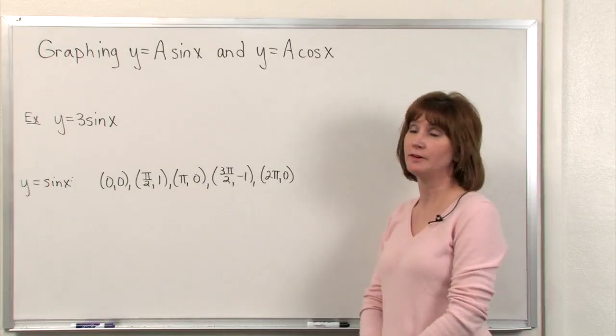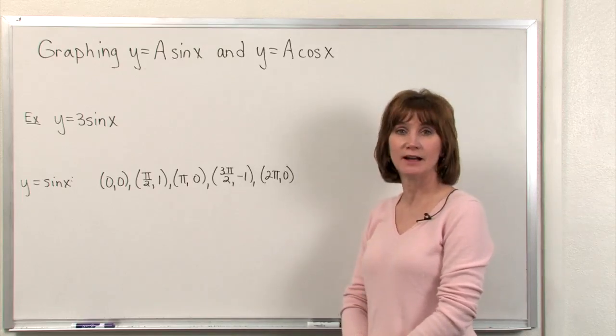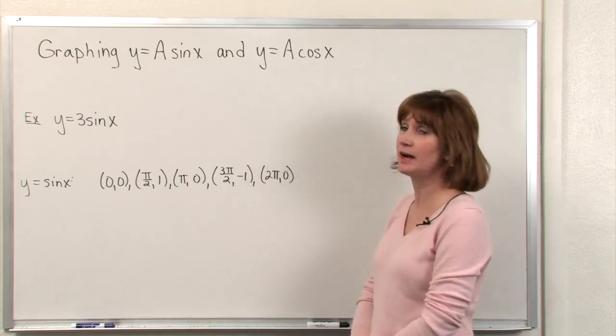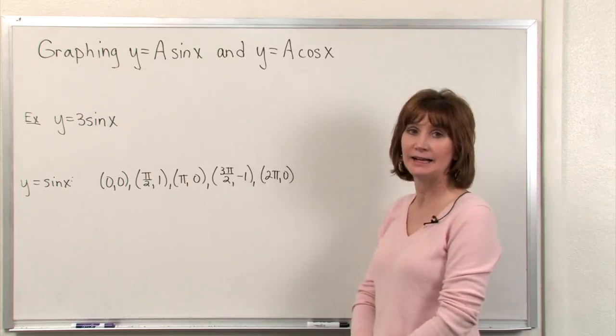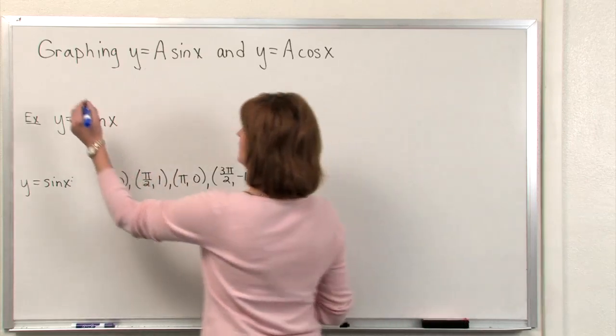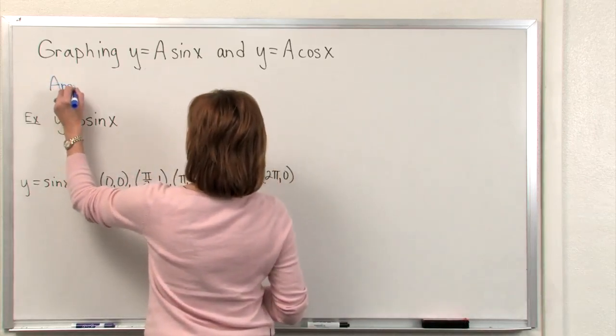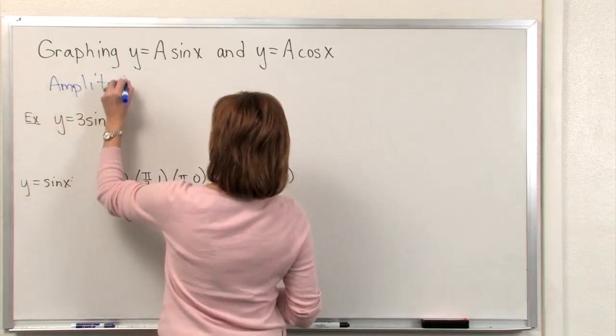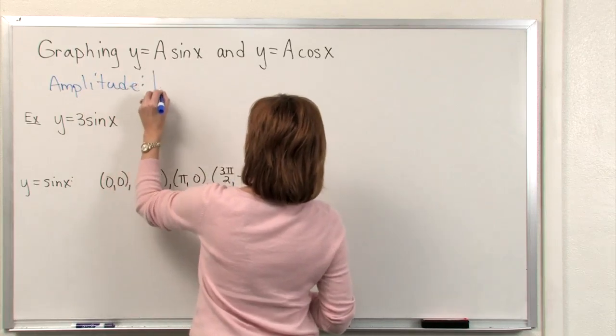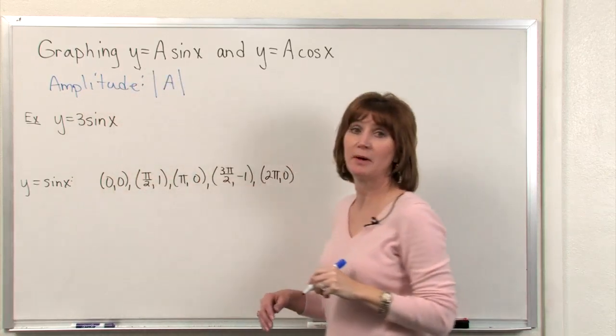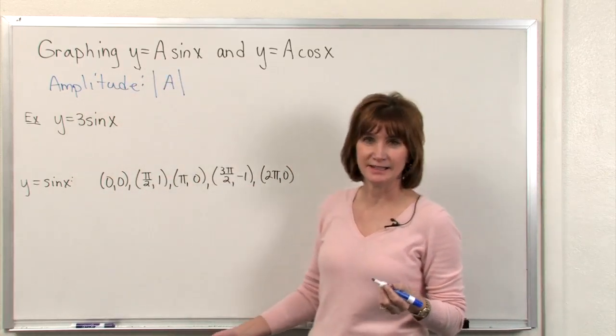Here we want to graph functions of the form y equal a sine x and y equal a cosine x to see what effect a has on the graph. First thing we need to talk about is the amplitude of these graphs. It will be the absolute value of a. It's always positive. Let's look at an example.